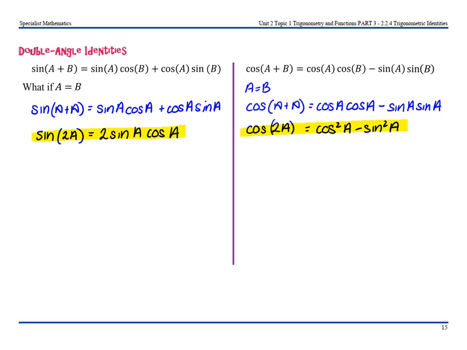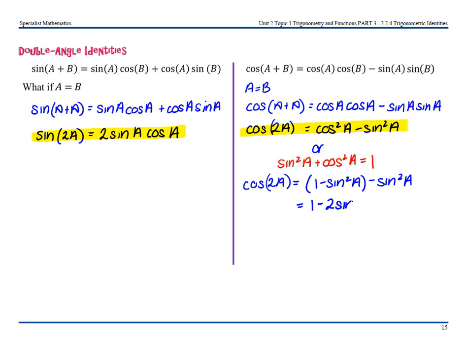Now we can change this one because we know sine squared A plus cos squared A equals 1. So I could write cos 2A equals, replacing my cos squared A, 1 minus sine squared A, minus sine squared A, which would be 1 minus 2 sine squared A.